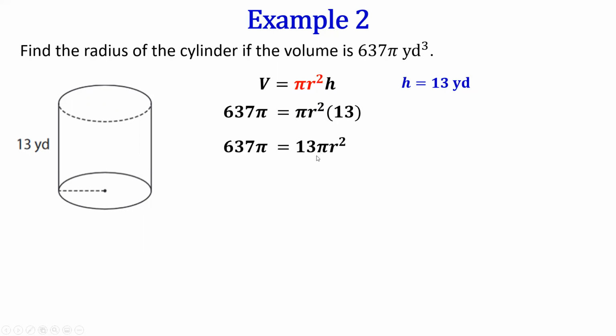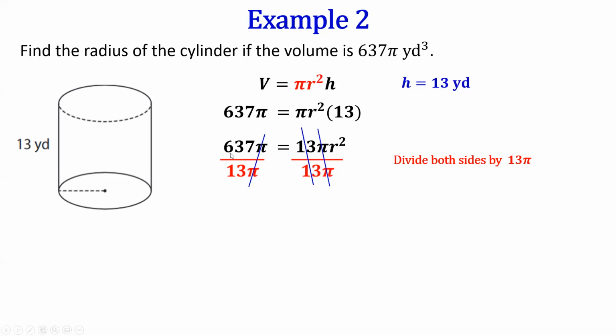And then once again, I'm going to ask myself, what do I care about? I want to know what the radius is. So that means I need to get rid of the 13. I need to get rid of the pi. So in other words, I'm going to divide both sides by 13 pi because, once again, the opposite of multiplying is to divide. On the left side, the pi's will cancel, and on the right side, the 13 and the pi's will cancel. So what I'm left with on the right side is r squared.